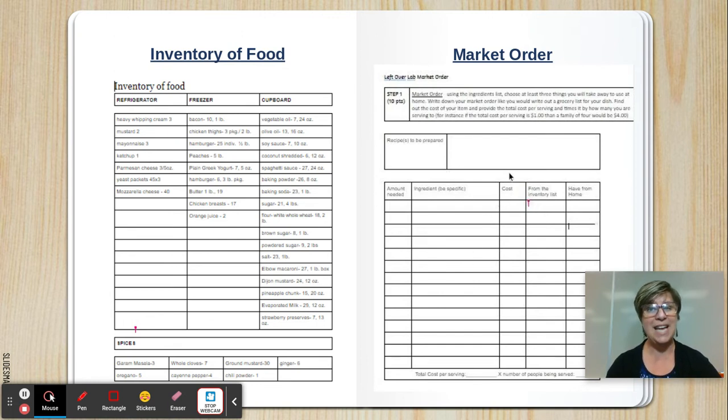Now you are making a meal, not just a dish. So what are you going to have with that butter chicken, if that's what you're going to be doing? Once you've written down all the ingredients that you need from both the inventory list and what you are going to use at home, you're going to take the total cost and you're going to times it by the number of people being served. So if there are 4 people being served, then you're going to times the total cost per serving by 4. Okay.